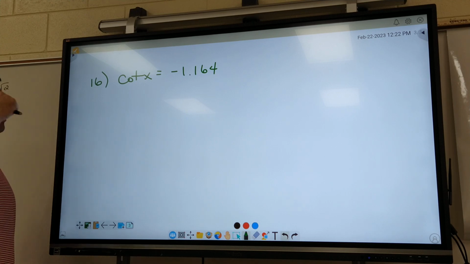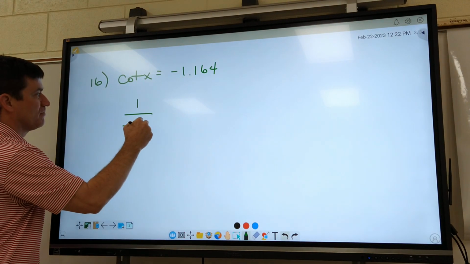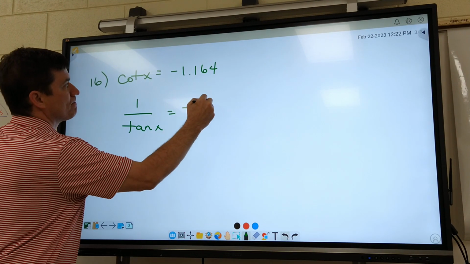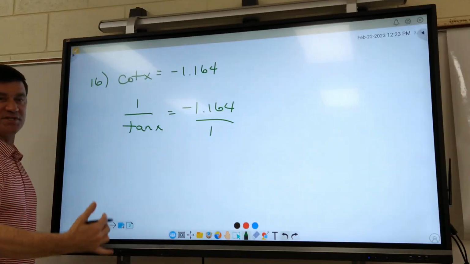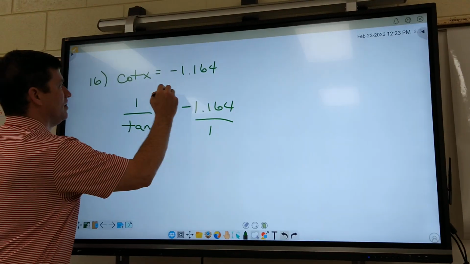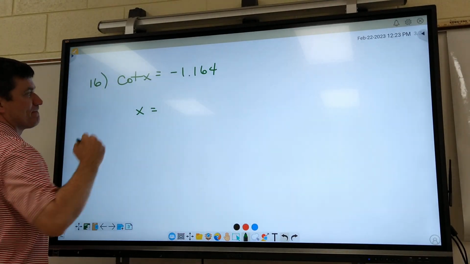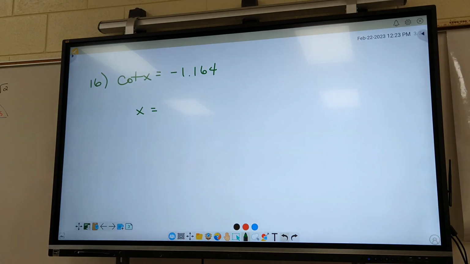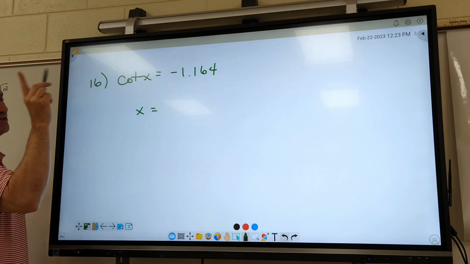If we did it the book way, they would want you to change that to 1 over tangent. Then they would want you to cross multiply and do like 3 steps. We don't have to do that, because we have figured out Coach Heron's shortcut method.